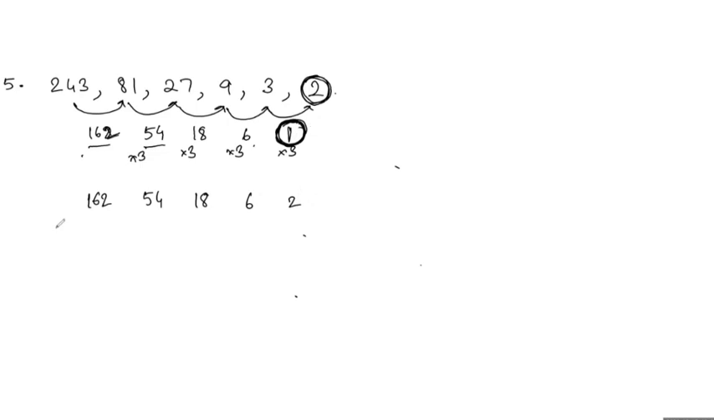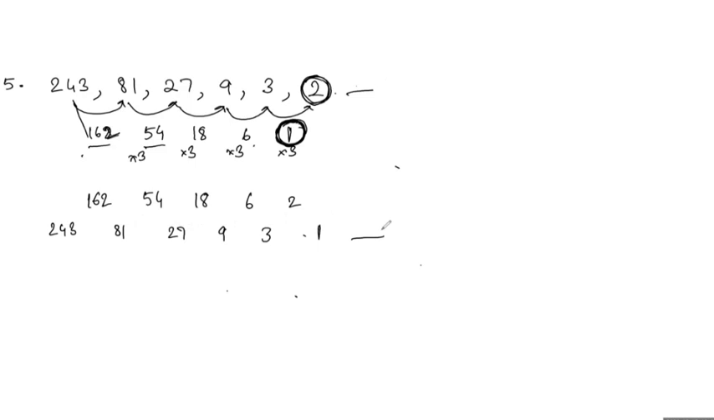We'll write down the correct series now. First number 243. Here we have to subtract. 243 minus 162 is 81. 81 minus 54 is 27. 27 minus 18 is 9. 9 minus 6 is 3. 3 minus 2 is 1. So this is the wrong series. This is the correct series. So compare these two and now tell me which is the wrong number in the series.